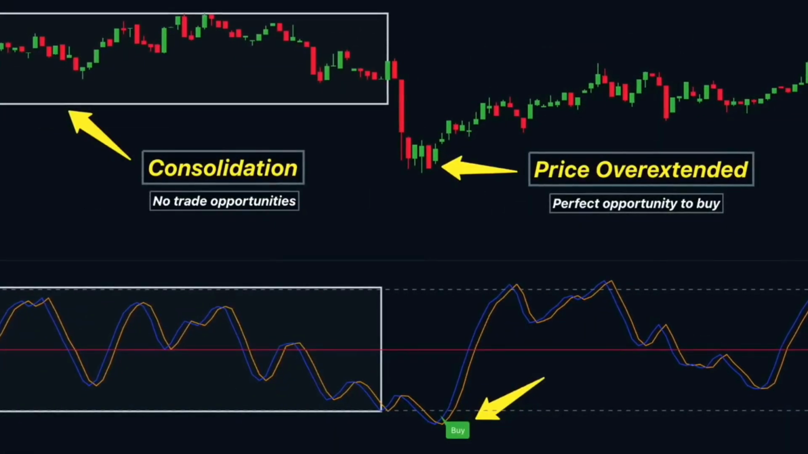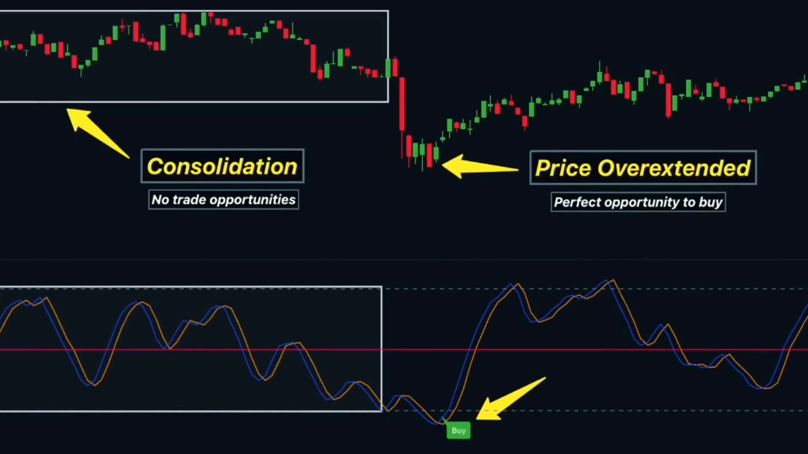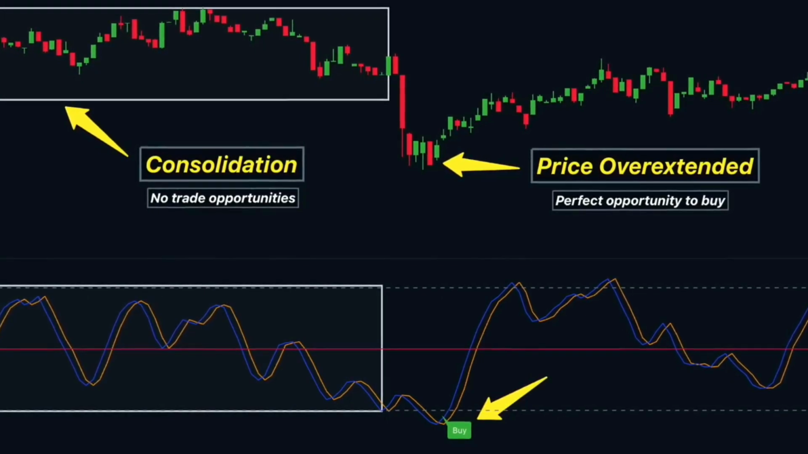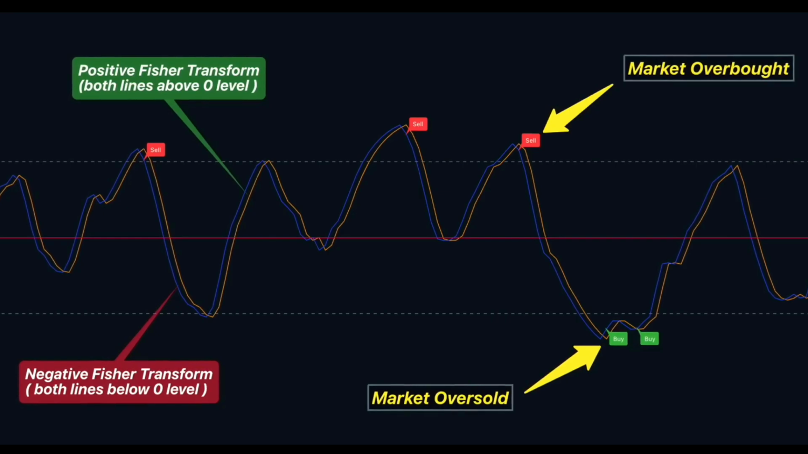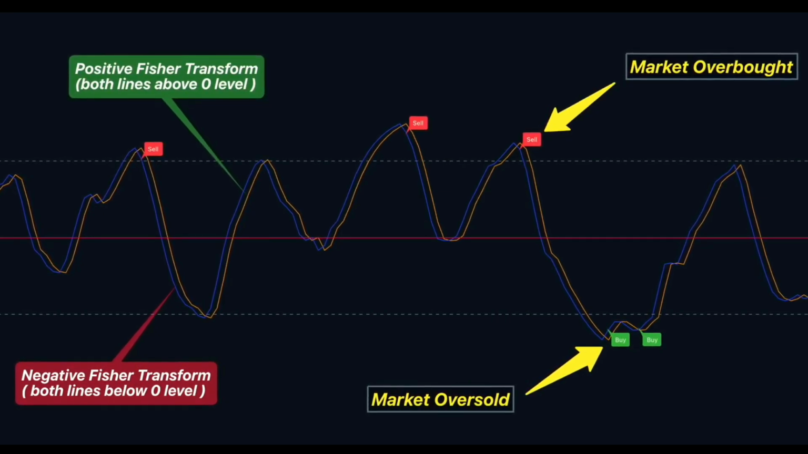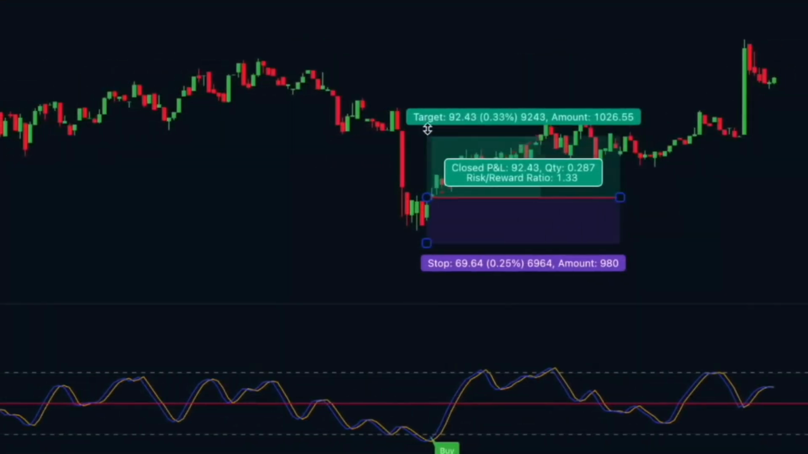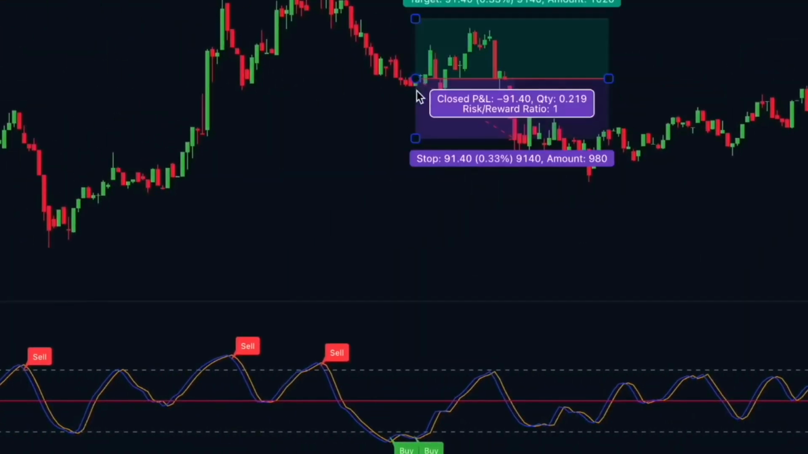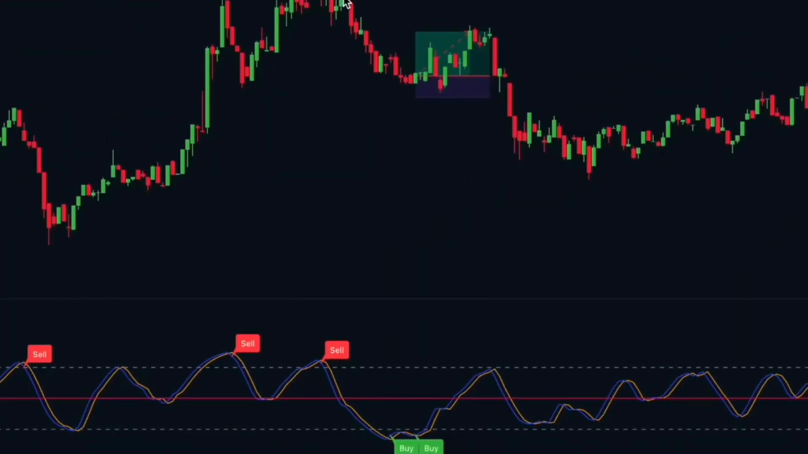The Limited Fisher Transform oscillates around the zero line, with extreme values indicating overbought or oversold conditions. Positive values suggest a bullish trend, while negative values indicate a bearish trend. Crosses in these areas produce buy and sell signals, and as we can see, they're very accurate. However, using this indicator alone would be a mistake.